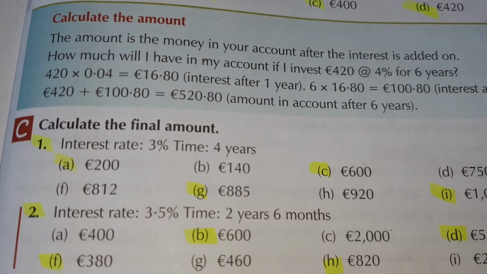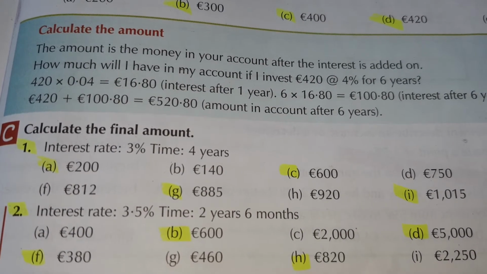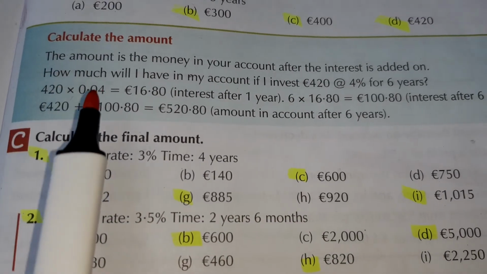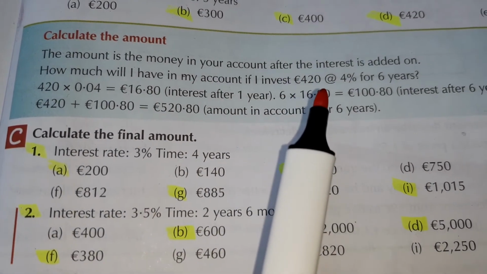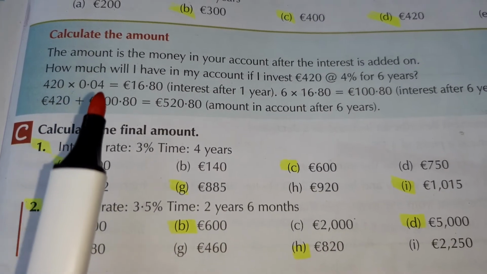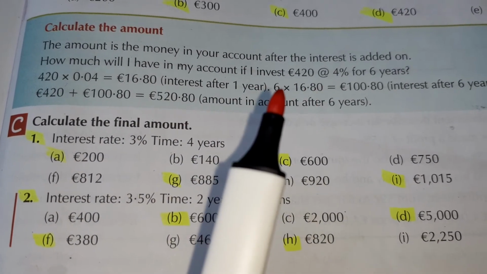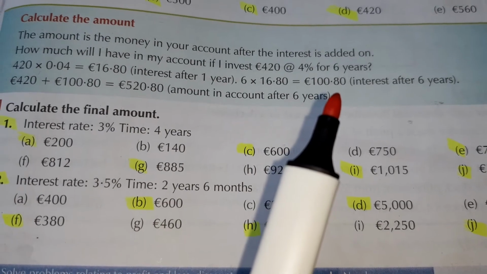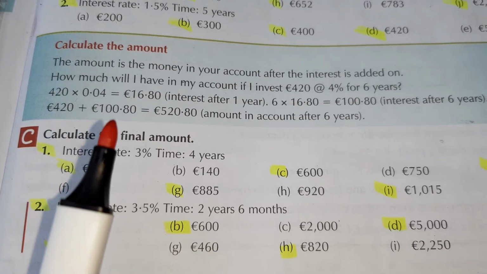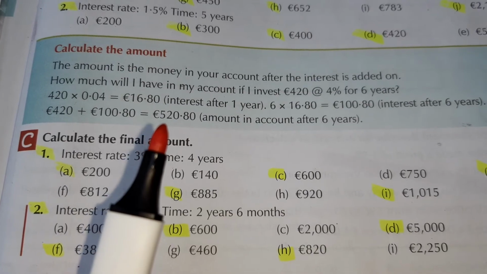So the amount is the money in your account after the interest is added on. So you calculate the interest rate, so how much interest they made, and then you add it on to what's in the account already. So for example, how much will I have in my account if I invest €420 at 4% for 6 years? So that's 420 times 0.04, which is 16.80. That's the interest after 1 year. So it's for 6 years. So times that by 6, which was €100.80. And then the interest will be the 420 they had in their bank plus the €100.80 interest. So after 6 years, the account would be worth that much.